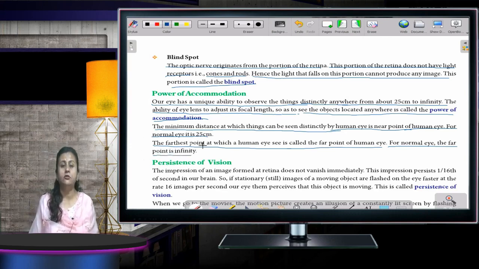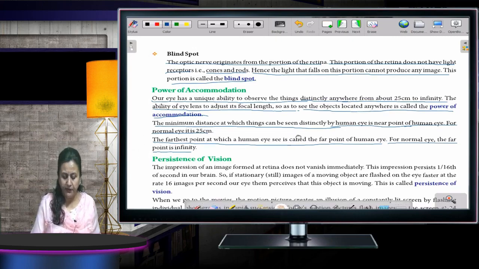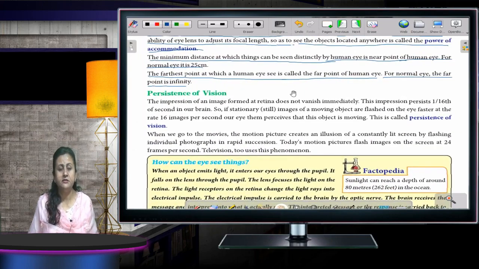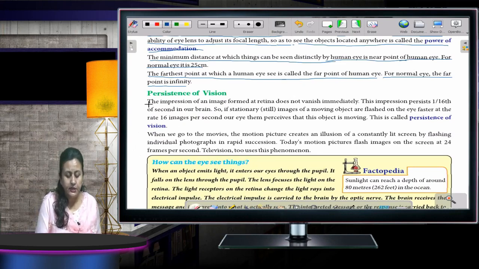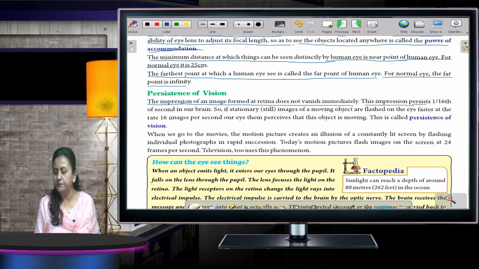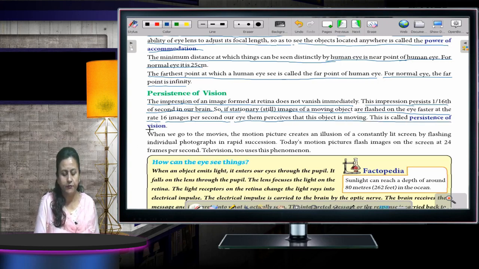Now, persistence of vision. The impression of an image formed at the retina does not vanish immediately. The impression persists for 1/16th of a second in our brain. So if still images of a moving object are flashed on the eye faster than the rate of 16 images per second, our eye perceives that the object is moving. This is called persistence of vision.